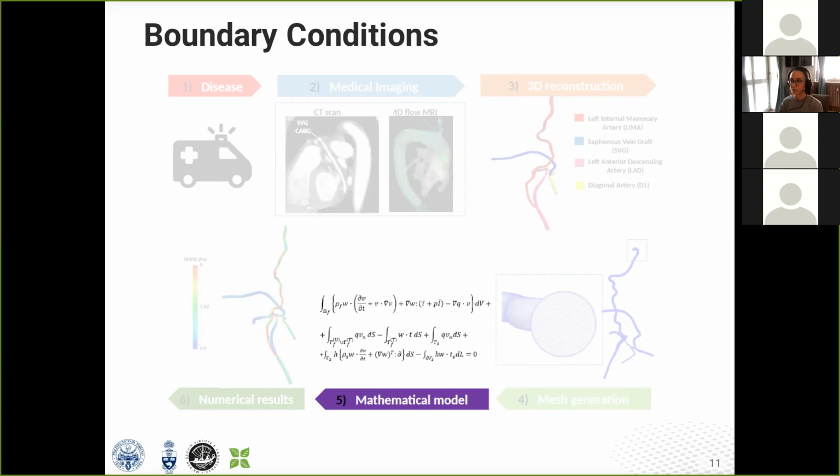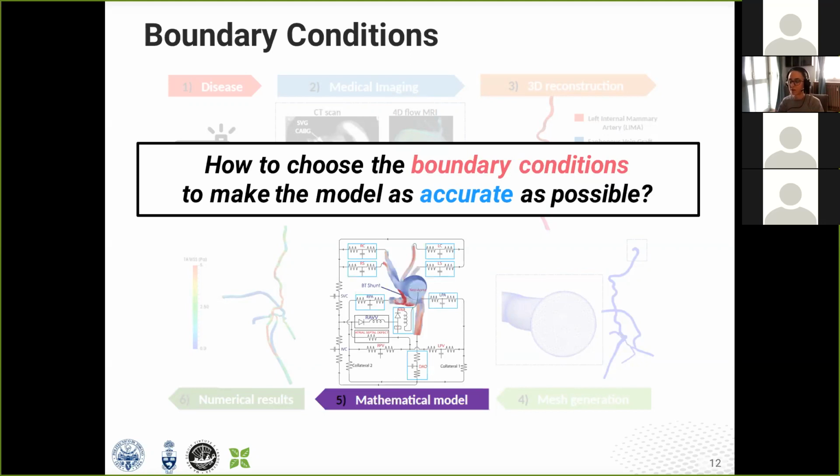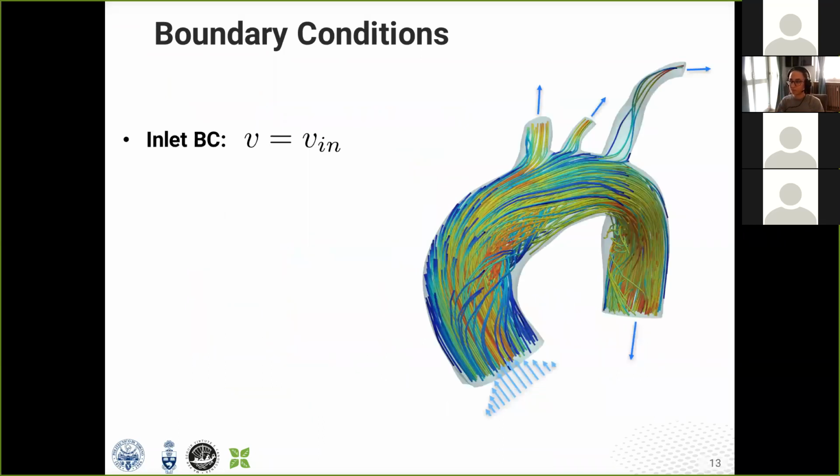So if you make a bad choice in your boundary condition, all your results will be totally useless. You will screw up your models. So the question we ask ourselves is, how can we choose boundary conditions that can make our model as accurate as possible, so that they mimic as best as possible what's happening in our patient? So just a brief recap of the boundary conditions that we have.